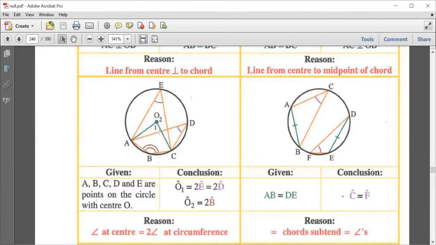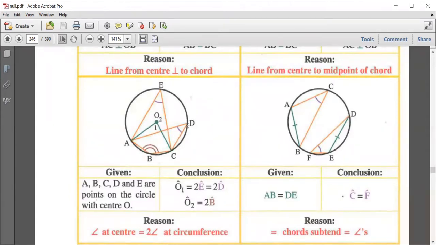Now this theorem says that the angle at the center, we have two angles at the center, remember. The first angle at the center, which is angle O1, is equal to twice the angle at the circumference. What are the angles at the circumference here? The angle at the circumference is angle E and angle D. So therefore, O1 would be equal to 2 times E, and again, the same as 2 times D. Why? Because the angle at the center is twice the angle at the circumference. The angles at the circumference here are angle E and angle D.